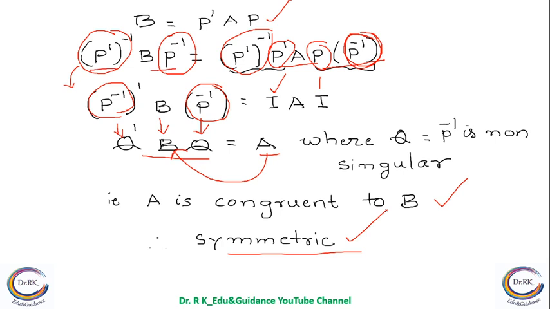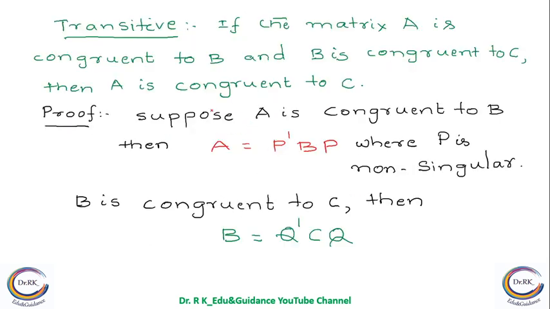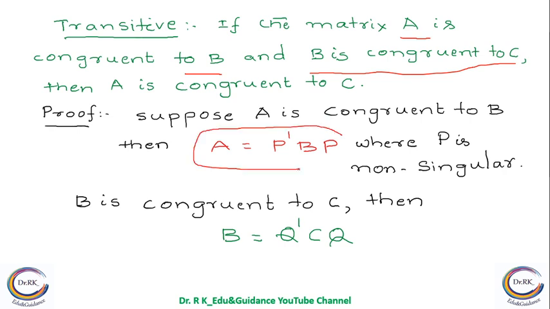Next, the transitive property, very easy to prove, as discussed while defining. Assume a matrix A is congruent to another matrix B and B is congruent to another matrix C, then A is congruent to C. The first and last are congruent. It is very simple to prove. Whenever we see the term congruency, we have to immediately remember the definition, and then most things become very clear. So let us start.